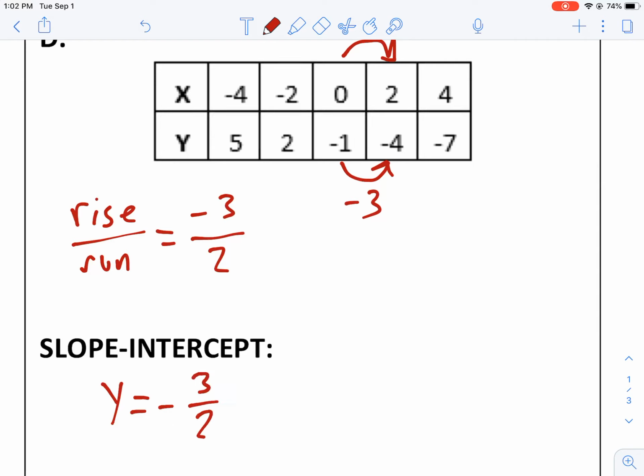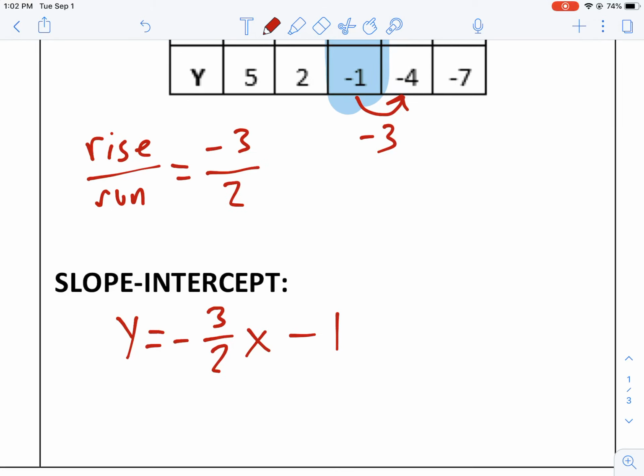Y equals -3/2x, and then what is the y-intercept? Okay, so you need to look in your table and see if you can find the y-intercept. So here's the y-intercept, all right? It's when the x value is 0, the y value is -1, so we're going to put -1. So there we can go ahead and get our answer. Y equals -3/2 x minus 1.